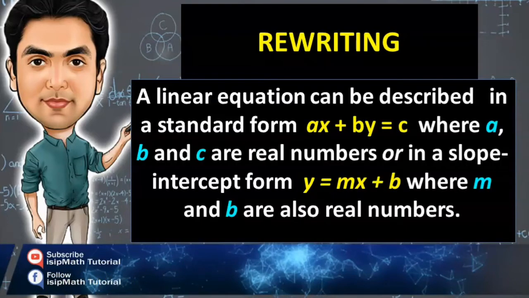A linear equation can be described in a standard form ax plus by equal to c, where a, b, and c are real numbers, or in a slope-intercept form y equal to mx plus b, where m and b are also real numbers. So sa slope-intercept form po natin, yung m is our slope and b is our y-intercept.